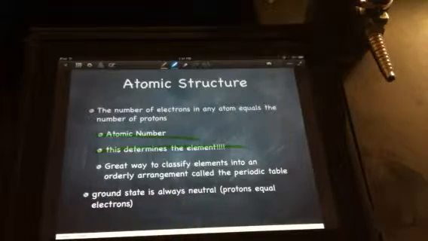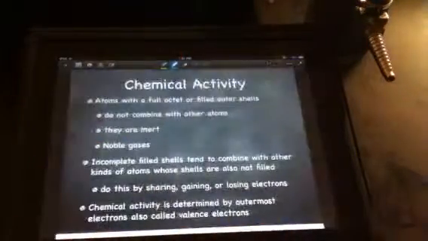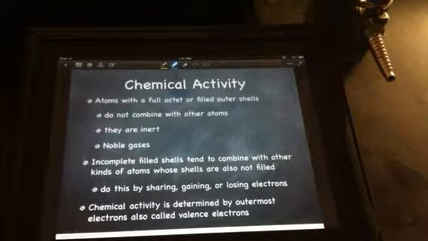Ground state is always neutral. Protons equal electrons. Okay, chemical activity. Atoms that do not have a full octet or a filled outer shell are going to combine with others to get that. They want that stability. The ones that have a full octet or a completely filled outer shell are noble gases.